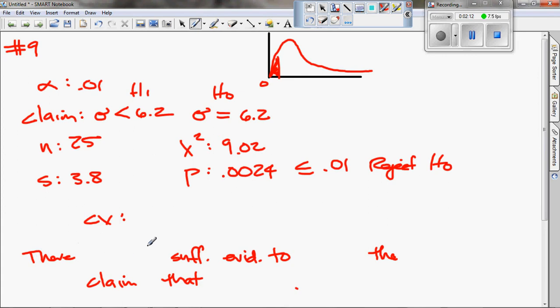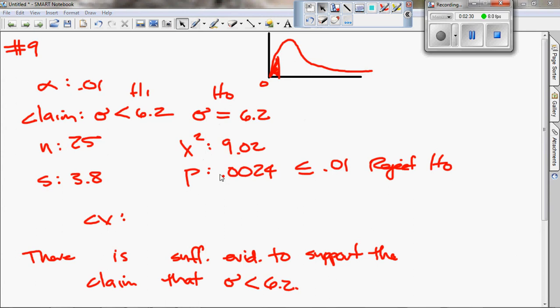Our formal conclusion: since we're rejecting, there is sufficient evidence to support, since our original claim is the alternative hypothesis, the claim that sigma is less than 6.2.